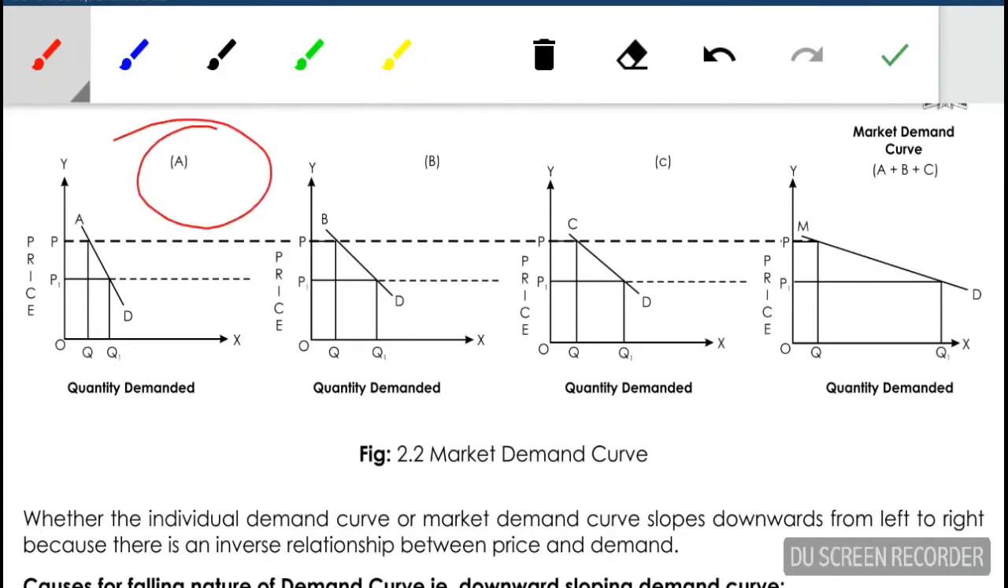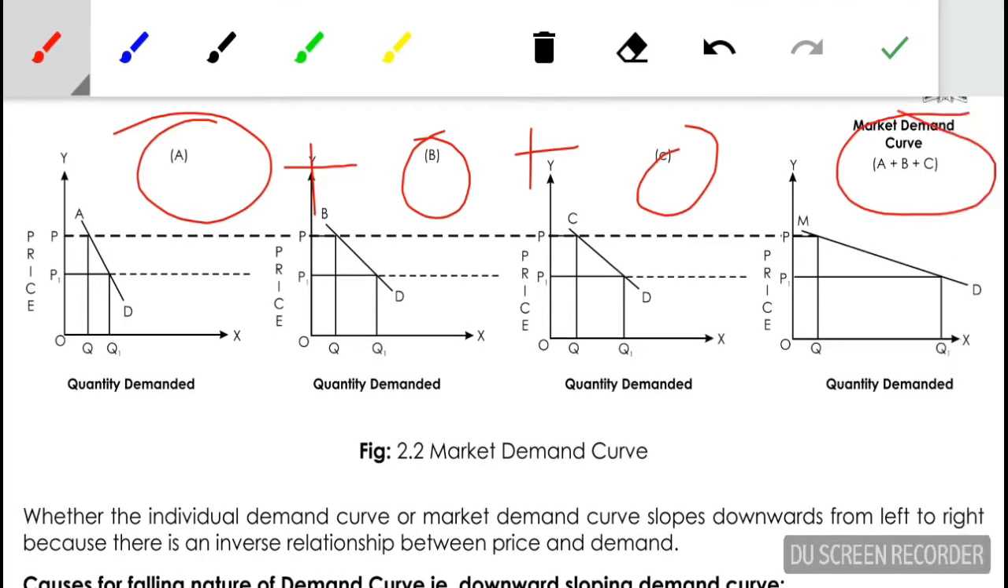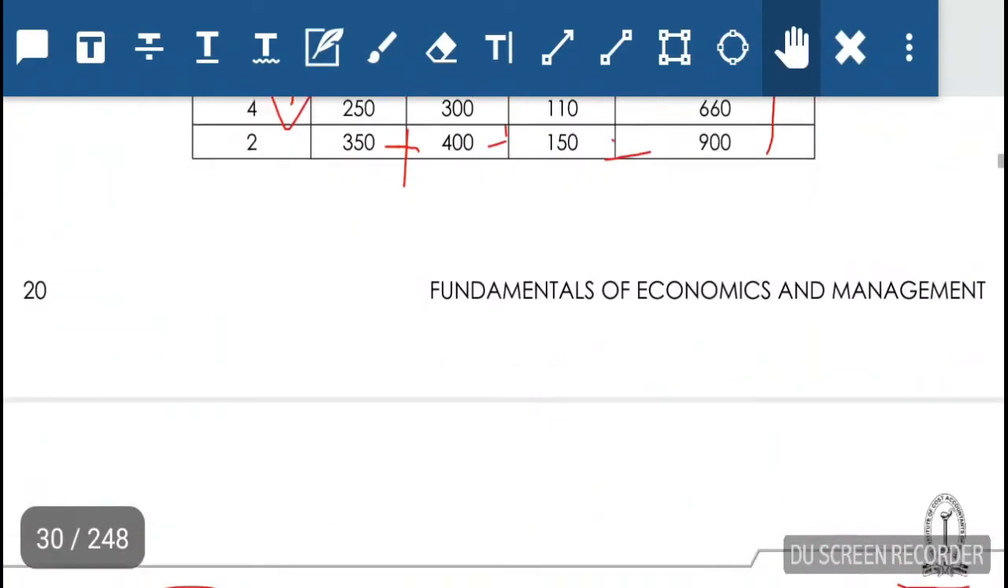This is the demand for A. This is the demand for B. This is the demand for C. So when you add all the demand curves, you will get the market demand curve of A plus B plus C. When the price is P, your demand for this product is Q. And in the same way, when the price is decreased, your quantity demanded will increase. So this is what the law of demand states.